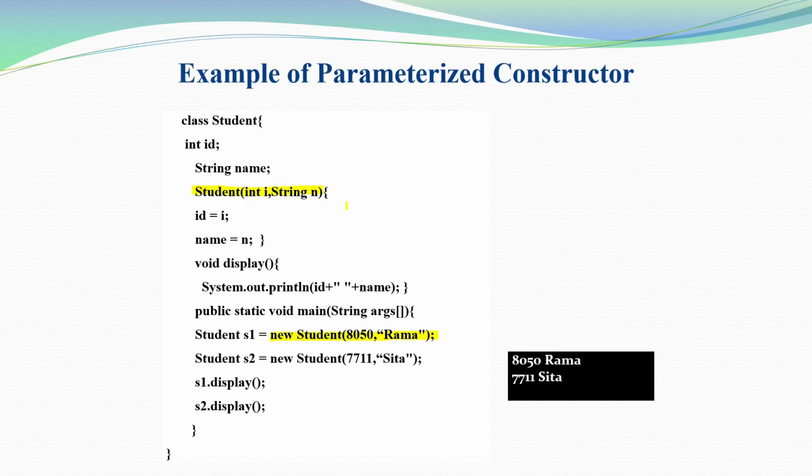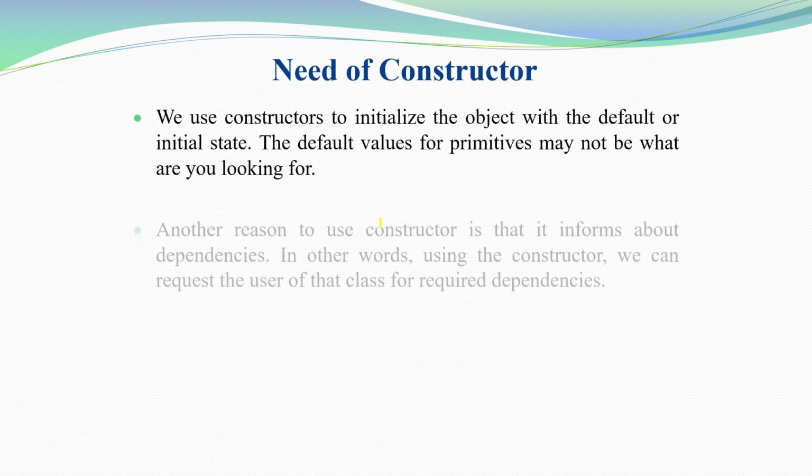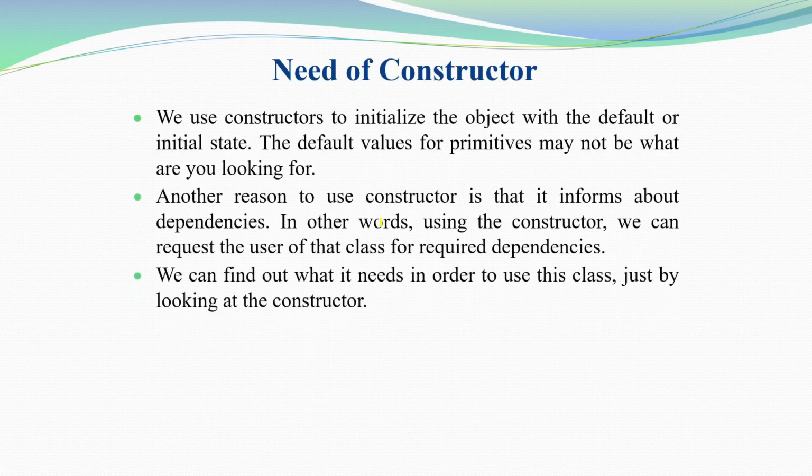So now let's see what is the need of constructors. We use a constructor to initialize the object with a default or an initial state. The default values for primitives may not be what you are looking for. Another reason to use a constructor is that it informs about dependencies. In other words, using constructors we can request the user of that class for a required dependency. We can find out what it needs in order to use this class just by looking at the constructor. These are the needs for which we use constructors.